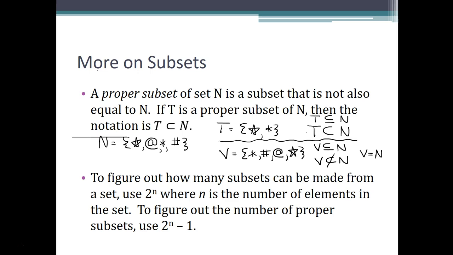Now, if you want to see how many possible subsets can be made, or how many possible proper subsets can be made, there's actually a little formula you can use. For the number of total possible subsets, you can use 2 to the n power, where n is how many elements you have in your set. And then proper subsets is just one less than that, because the proper subsets cannot include the original set.